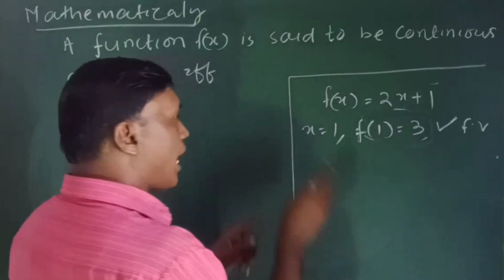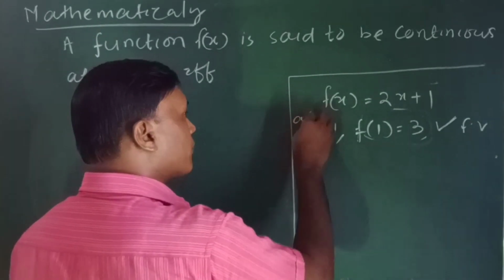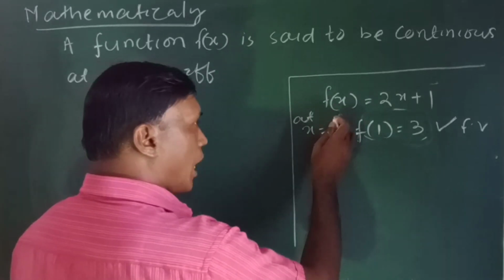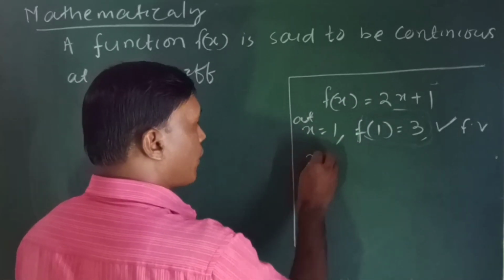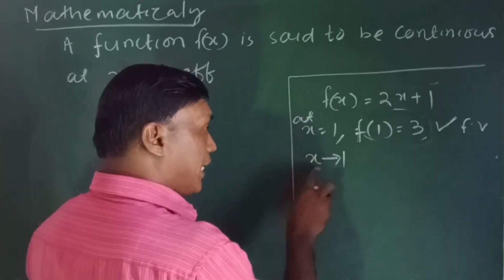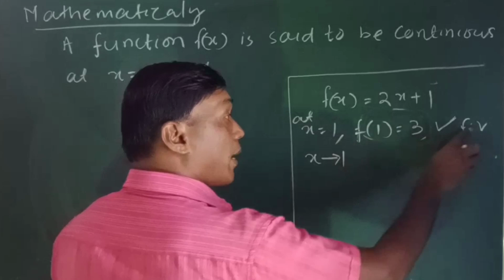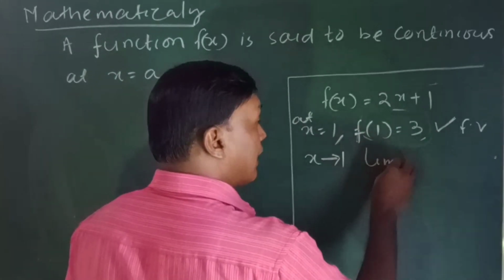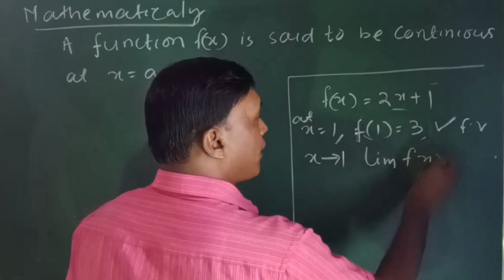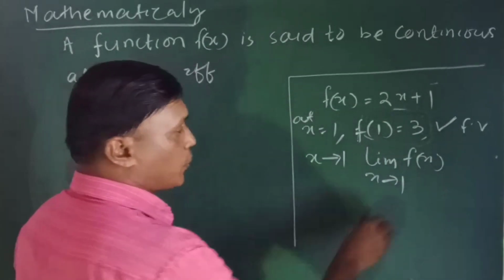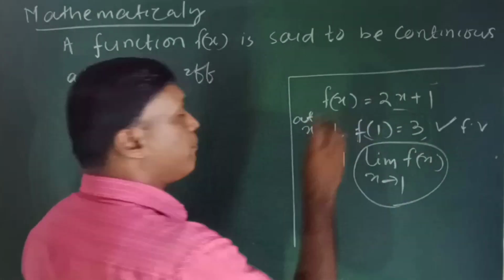Functional value means at x is equal to 1. But sometimes what happens, we have to find the value of function not at x is equal to 1 but at x tends to 1. When x tends to 1, we cannot find the functional value. So in that case, we have to find limiting value, means limiting value of f of x as x tends to 1. So this is known as limiting value.